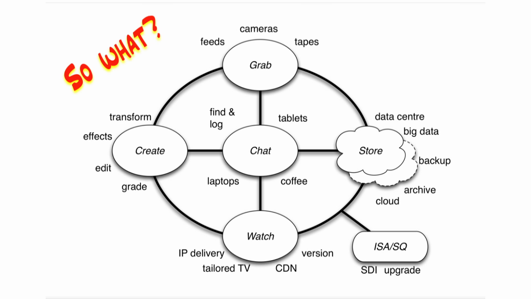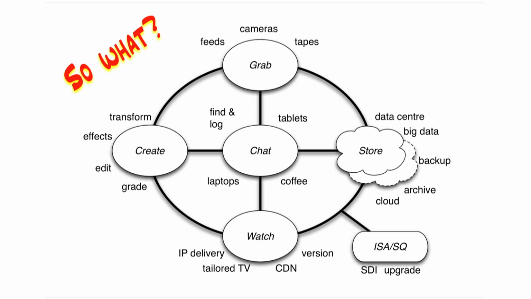So what does this concept mean for your business? Well, we can enable all aspects of workflow today using the Internet of Frames. To grab new material from feeds, cameras and tapes, to create using editors or color grading or transforming using transcoders. We can start to explore big data technologies for storage in data centers and using that technology for backup and archive and exploiting cloud.